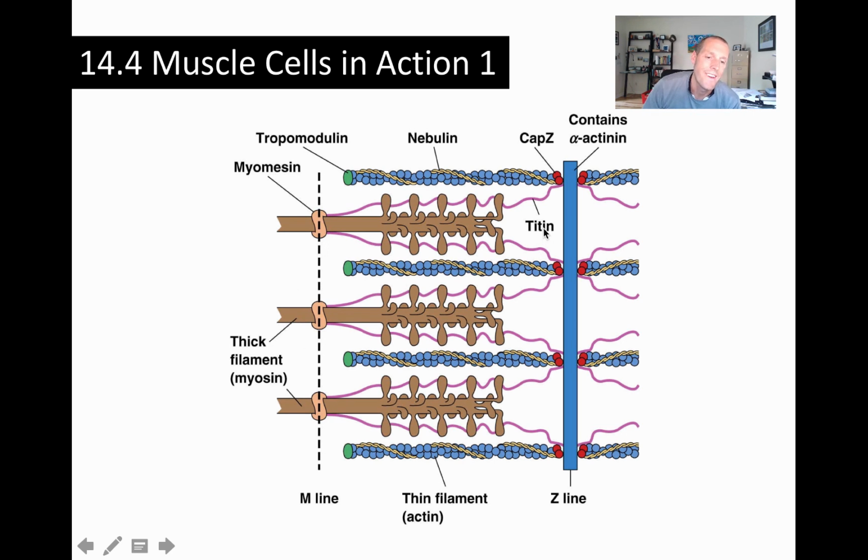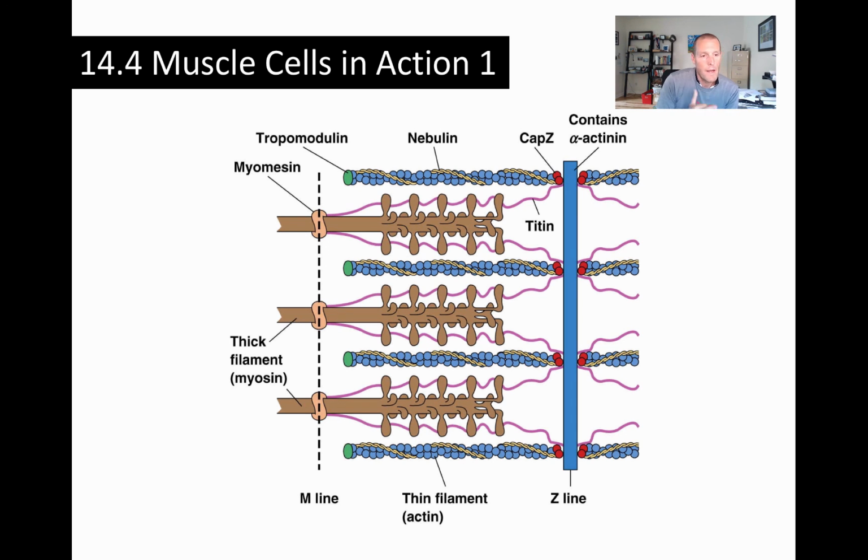And the last one, titin. Titin is one of the biggest proteins. I'm not sure if it's the biggest, but it's one of the biggest proteins encoded in the human genome. Titin is basically going to anchor the myosin thick bundle to the Z line, and that keeps the myosin bundles in the correct position relative to the thin filaments when you do contractions, so that everything's held and locked in place. So a lot of structural proteins.